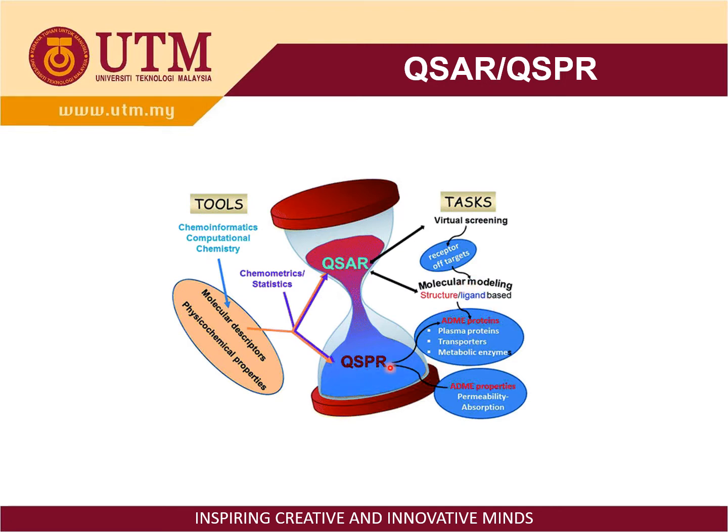And then QSPR is more or less the same, based on the molecular descriptors and physicochemical properties. What happens is we can use it a lot for plasma protein, transporters, metabolic enzymes, and also permeability and absorption. To determine this kind of properties, transportation, these are physical properties, many physical properties. But basically you use cheminformatics, computational chemistry, and also chemometrics to solve this problem. So these are the problems or tasks. Okay.